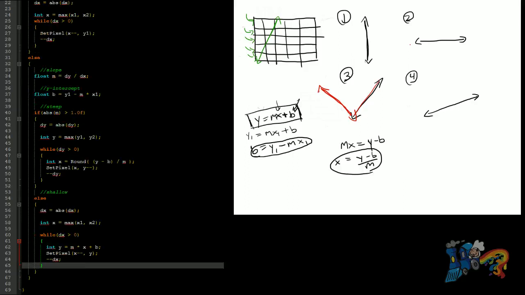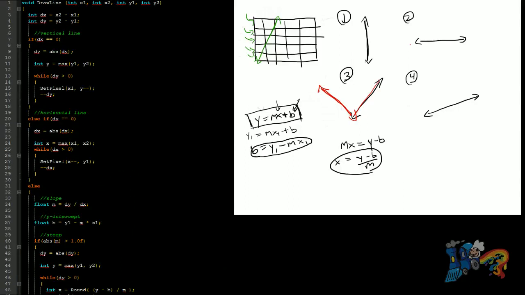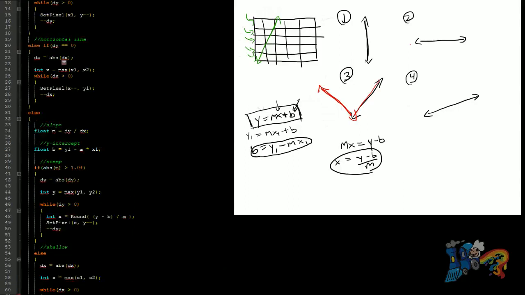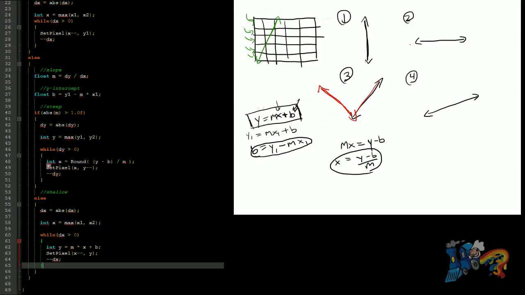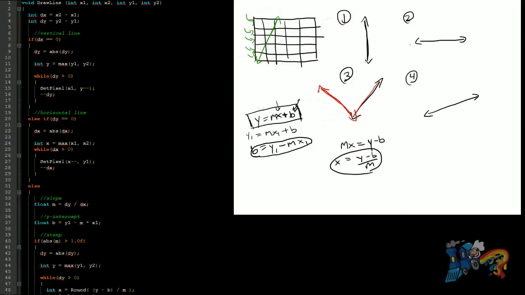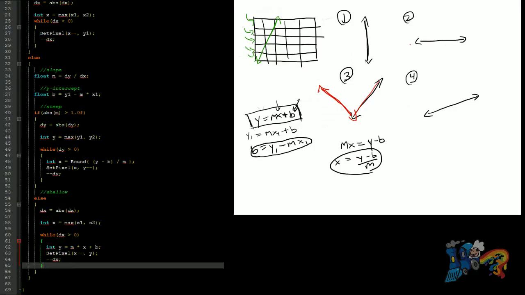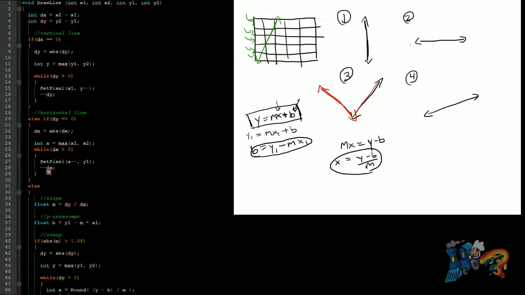And in a nutshell, that's basically it. So you're looking at the vertical line case, the horizontal line, what happens when we have a steep slope, and what happens when we have a shallow slope. All right, so this is the naive line algorithm. This can draw any line between two points that you pass it, simply put.